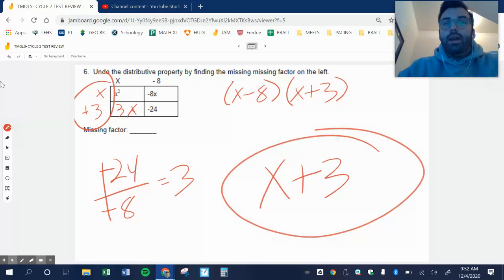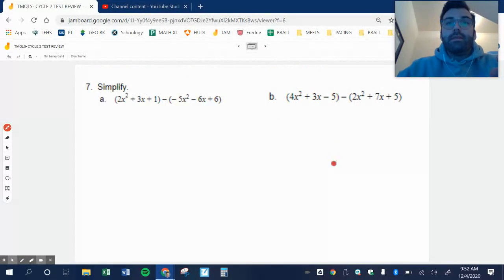All right, I can test that out. 3 times -8 gives me -24. x times -8 gives me -8x. So it is x plus 3. Simplify again. I'm going to do this one, then I'll pause it.